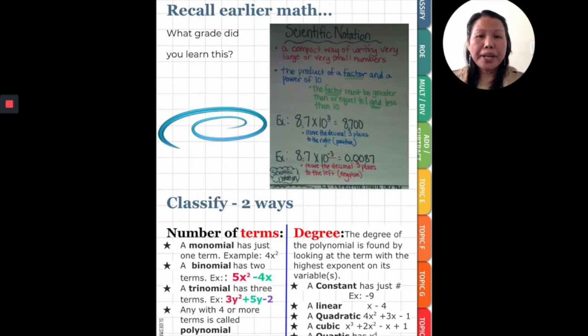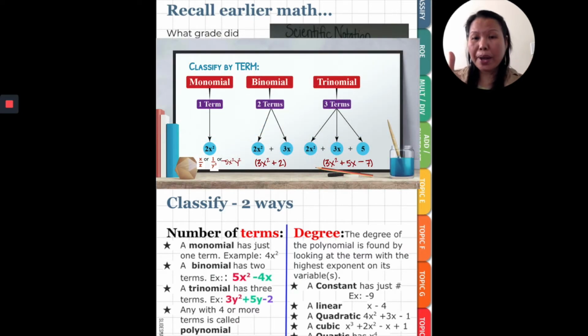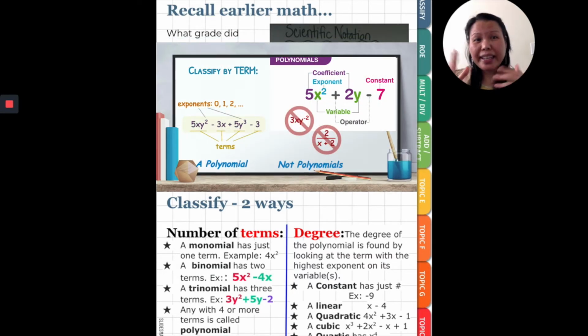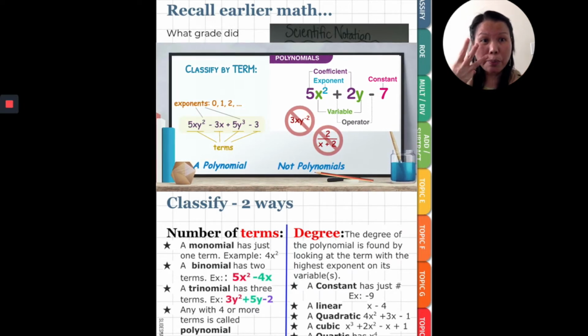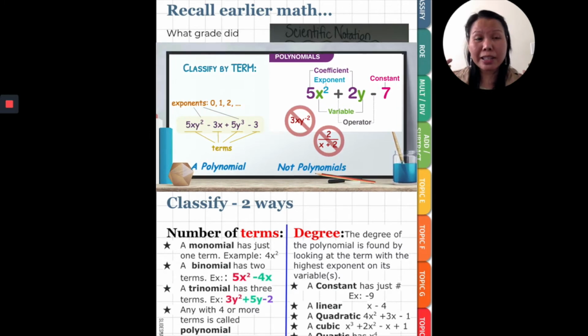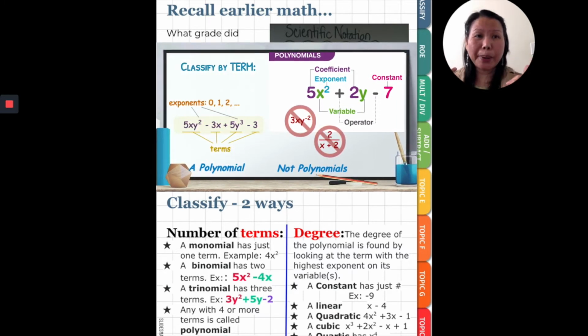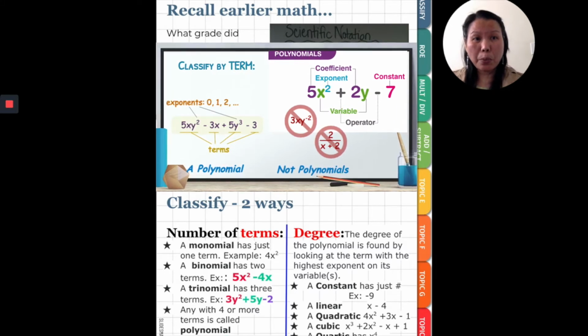Classify. We have two ways of naming the expression, an algebra expression with variables and numbers mixed in there. We have the terms, and we have mono, the prefix meaning one, monomial. Prefix meaning two, binomial, tri for three, trinomial, three terms. Poly means many, like more than one. Like the binomial, we can also say polynomial. Like the trinomial, three terms, we can also say polynomial. As long as it's more than one term, we just call it polynomial to include anything more than one term.